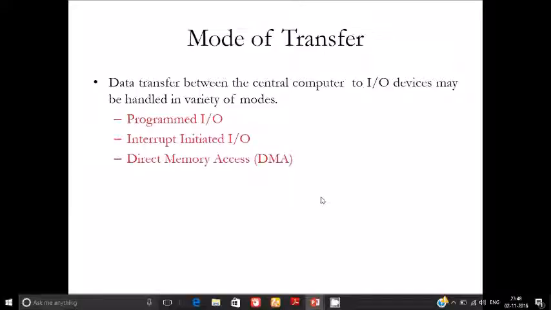Coming to the mode of transfer, data transfer is from the CPU to the input output devices. It is of three types: programmed input output, interrupt initiated input output, and direct memory access. In these three ways, information is transferred from one place to the other.